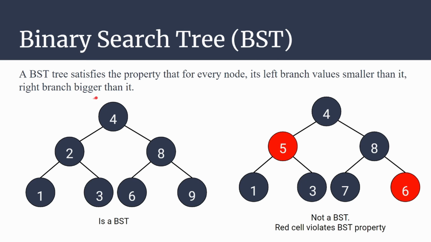The root 4 starts with a minimum of negative infinity and a maximum of infinity, since it's the first value and there are no restrictions to it. When you go left, the minimum is still negative infinity, and the maximum would be 4. When you go to the right, the minimum would be 4 and the maximum would be infinity, because this one needs to be bigger than it and this one needs to be smaller than it. This is not a binary search tree because 5 is bigger than 4 and 6 is smaller than 8.